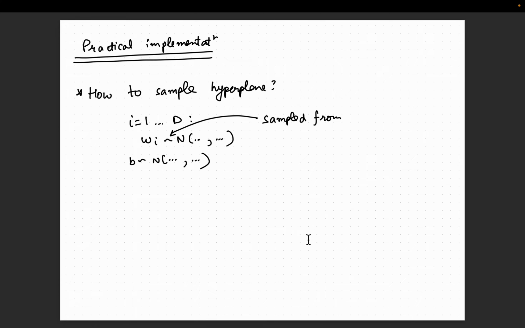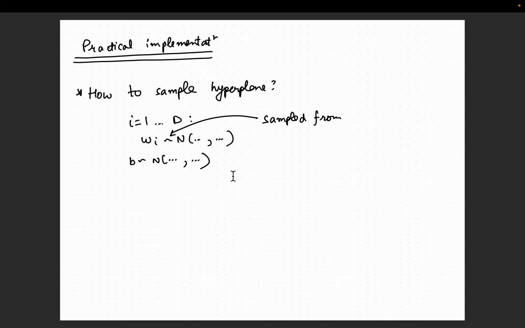To sample a hyperplane for a d-dimensional space, the hyperplane will be defined by a d-dimensional w vector and a bias value b. It's similar to how we were doing in neural networks: summation wi xi plus b. So I sample these wi's and my bias from some normal distribution. The details are not relevant at this point. They'll become very relevant when you try and implement them, and I'll show you why you have to be a little careful with the initializations also.